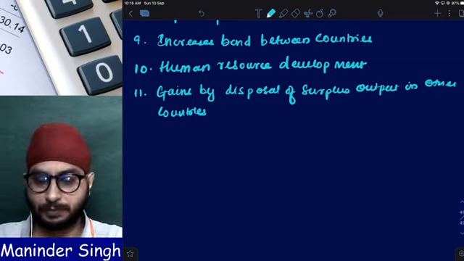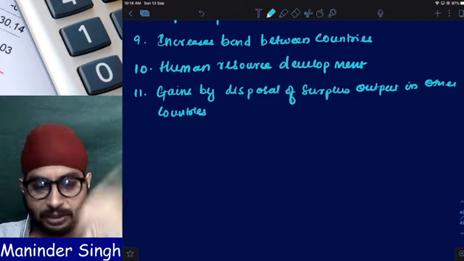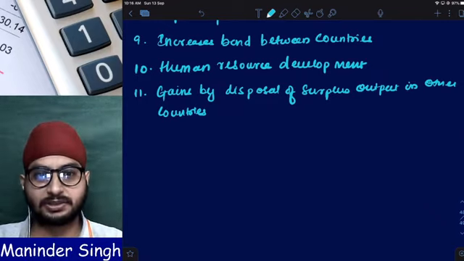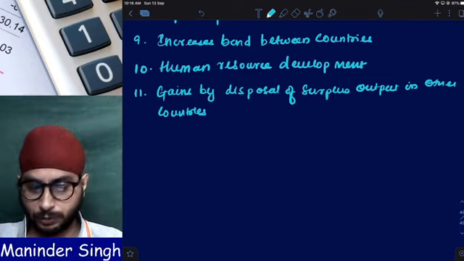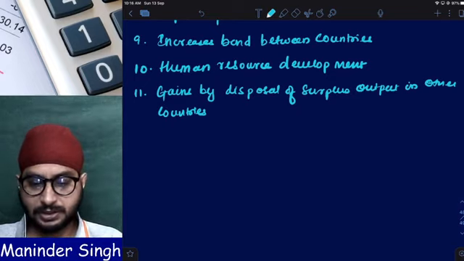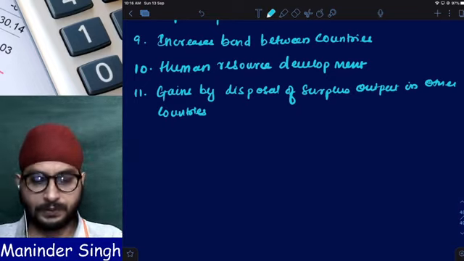Just like China is dumping electronics in India, India can also dump these products in some other countries. At least some money I will receive, right? Some money I will receive. That is called one more advantage of international trade. Clear? Next. I hope everyone understood.